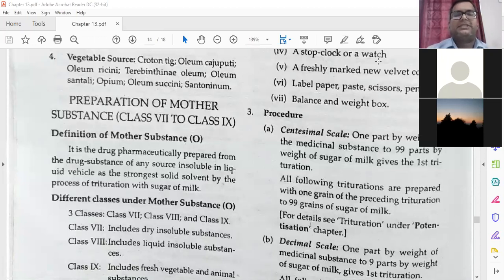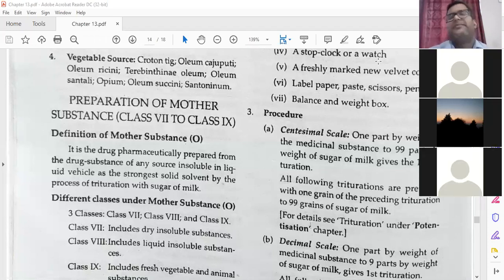Today we will start with the last part of this chapter, that is the mother substances. Mother tincture we have seen. Mother solution we have seen. Then this last part is the mother substances.